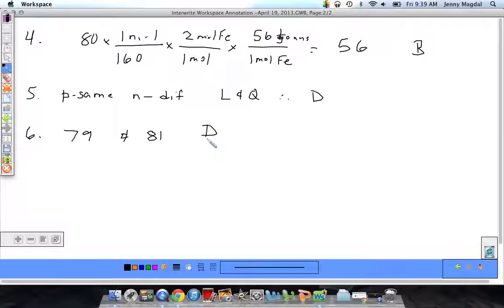Alright. 7 is a regurgitation type problem. So is 8. And those answers are C and B respectively.